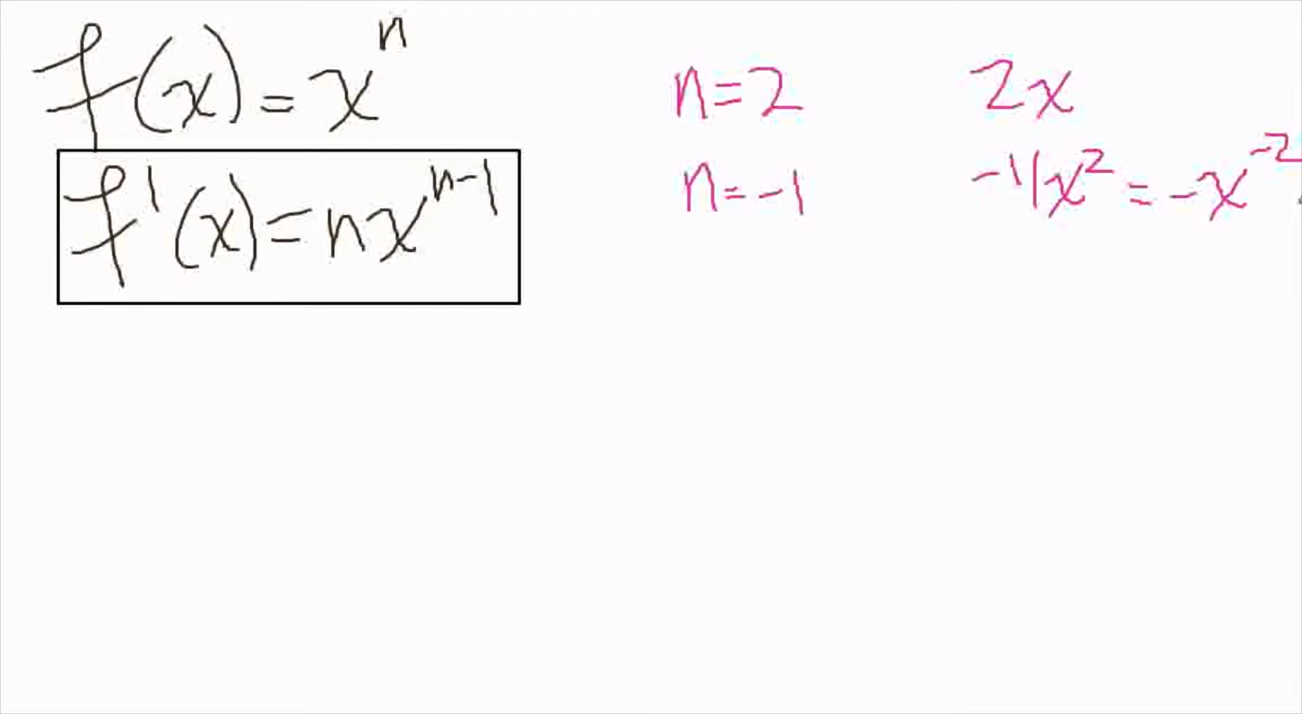Alright, and what about if n was 0? If n was 0, then the function is 1 and the derivative is 0, and indeed if you plug in n equals 0, the derivative formula gives 0. Alright, what about n equals 1? Then the function is x, the derivative is 1. If you plug in n equals 1 to the derivative formula, once again you get the correct derivative of 1. Okay, so there's a couple of examples.